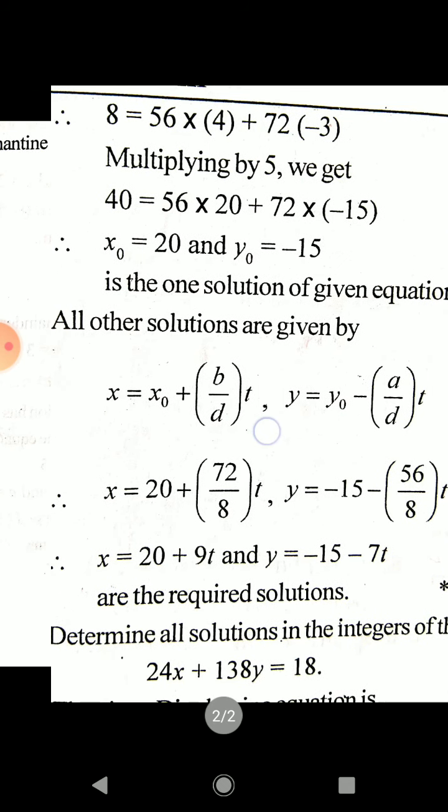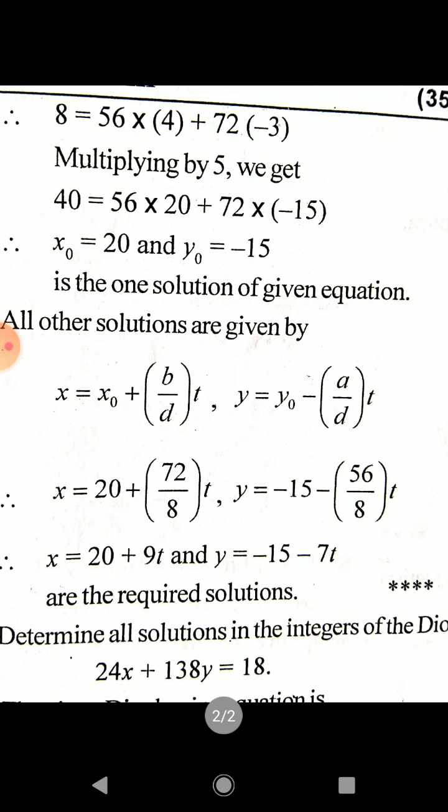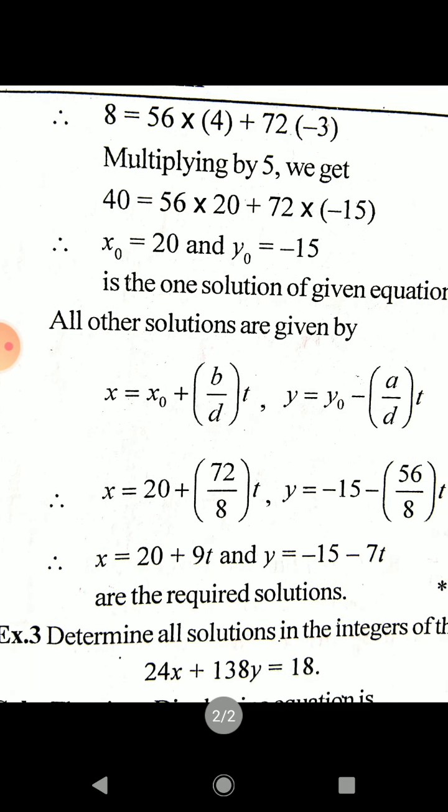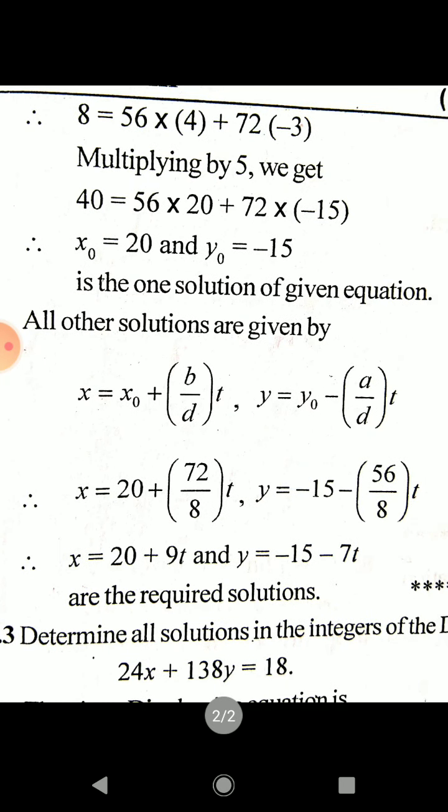the given Diophantine equation. We know the formula that all other solutions are given by x is equal to x0 plus b upon d into t and y is equal to y0 minus a upon d into t, where t is the variable which is any integer. Okay. Now x0 is 20, put that value here.